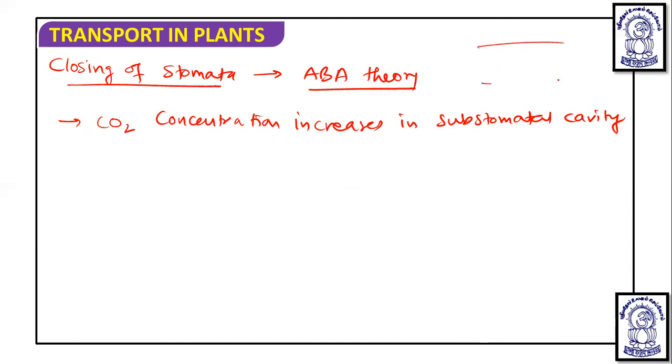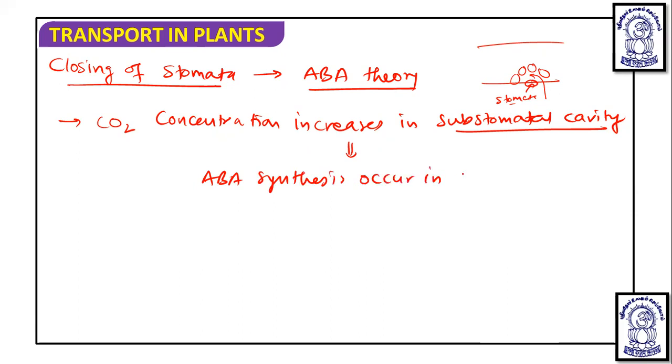Suppose this is the leaf, here the stomata is there, here some mesophyll cells are there. This cavity is known as the substomatal cavity. So the cavity which is present behind the stomata is known as the substomatal cavity. Now, when the CO2 concentration increases in the substomatal cavity, abscisic acid synthesis occurs in the guard cell.